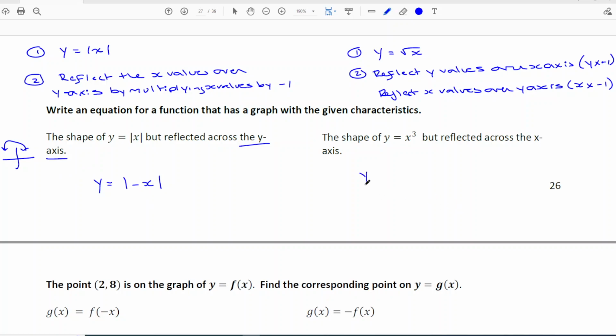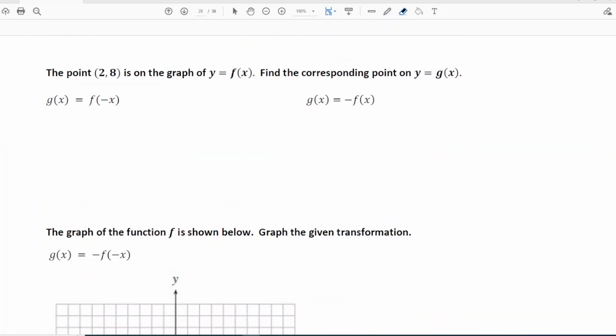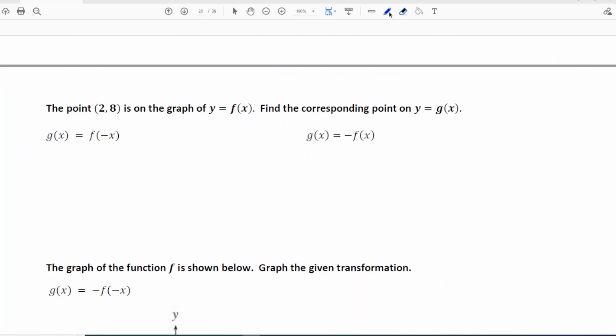Next one, we've got the shape of y is equal to x cubed, but we're going to reflect across the x-axis. So which values is it going to be? If you're going to reflect across the x-axis, it's going to be the y values. So for this one, you could just put the negative out front. Awesome. All right, and then we go on to trying to transform piecewise functions.